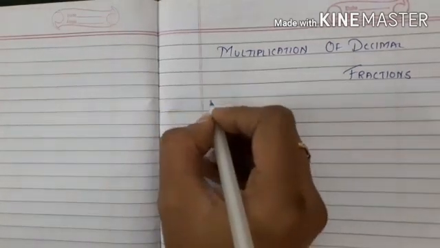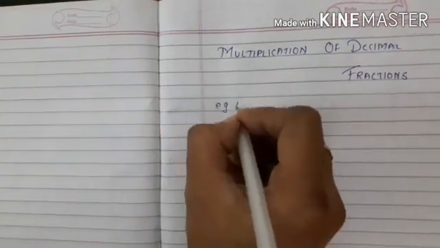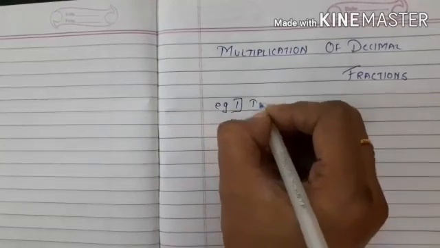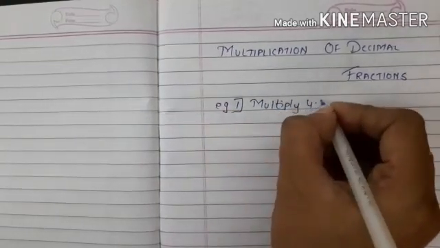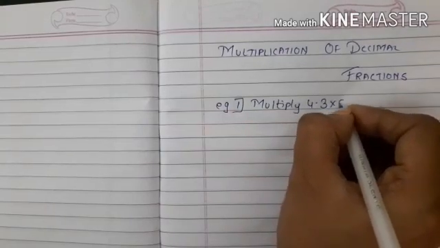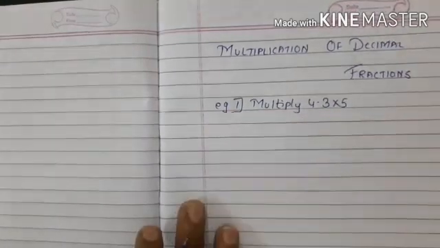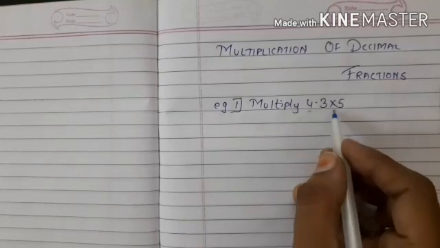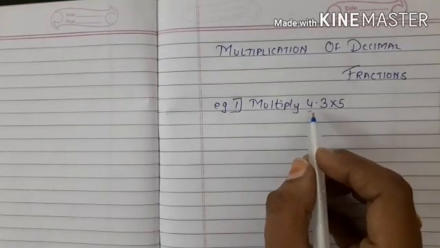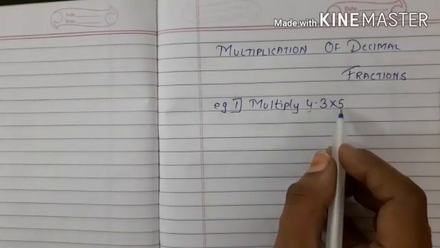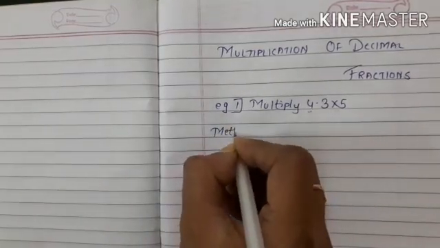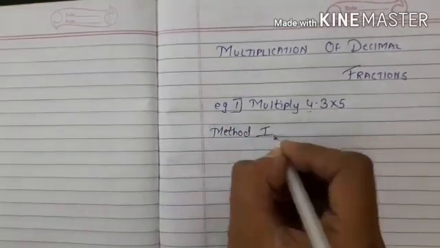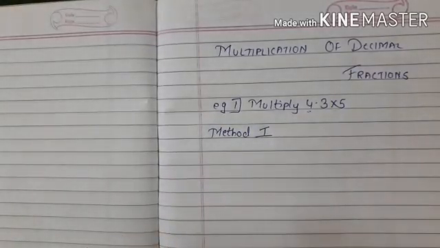Let's begin children. Let's take an example. Example number 1. Multiply 4.3 multiply by 5. Now here you have to multiply these two numbers. One is a decimal number, other is only integer. Now children, this we can do by two methods. Let's solve by method number 1.